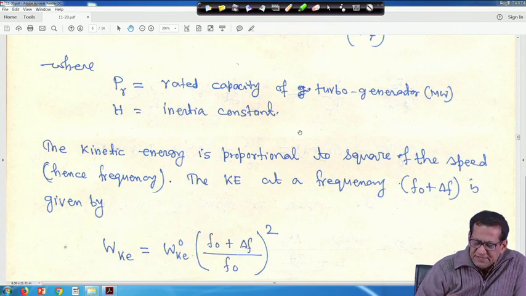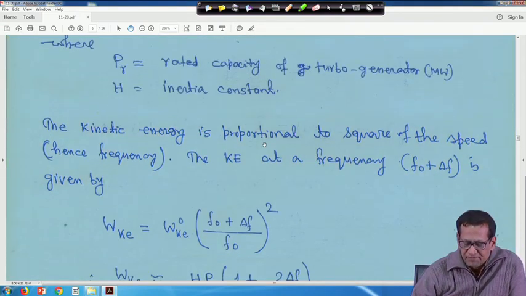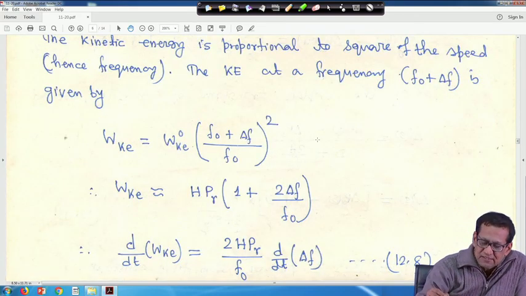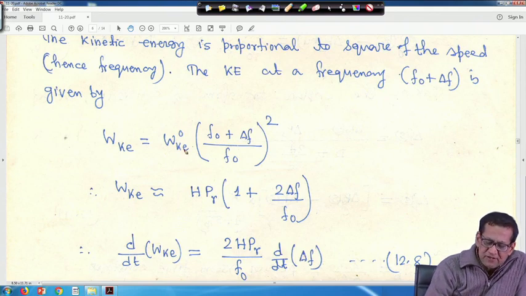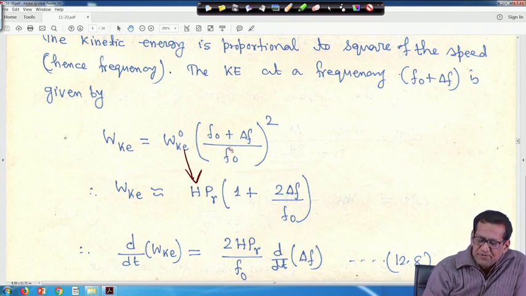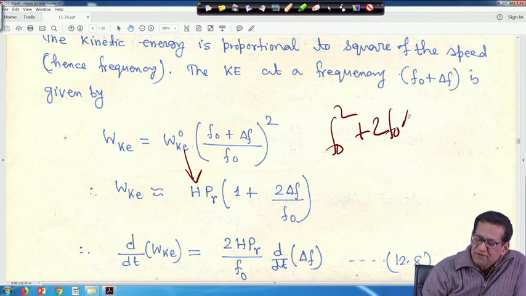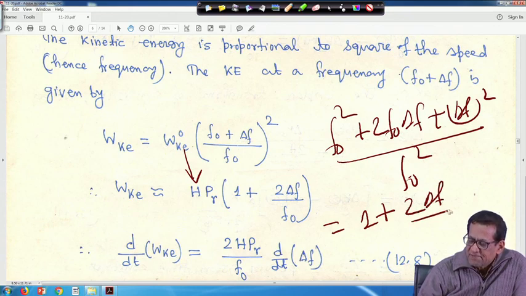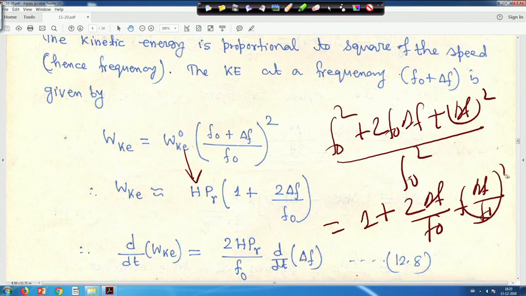Then WKE0 is equal to HPR, which we have taken approximately, and if you expand this, it is actually F0 square plus 2 F0 delta F plus delta F square, divided by F0 square. This you can write as 1 plus 2 delta F upon F0 plus (delta F upon F0) square.